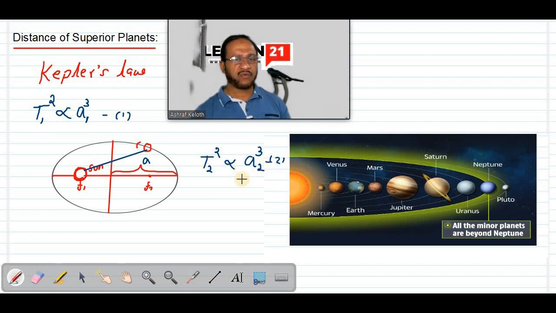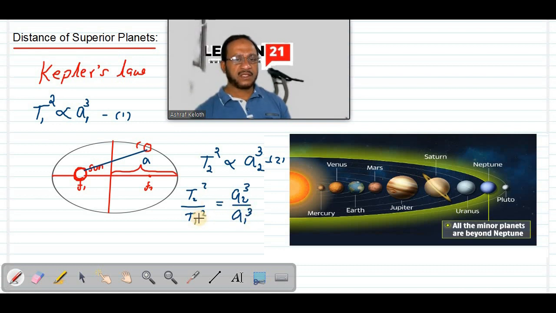Then if I divide equation 2 by 1, I can write T2 square divided by T1 square equal to A2 cube divided by A1 cube. The proportionality constant will be the same for both, so that will get cancelled.